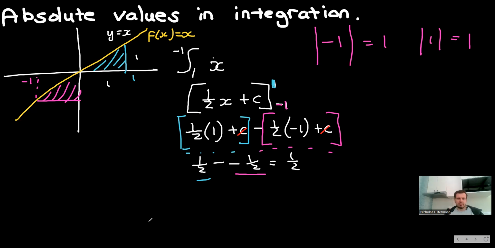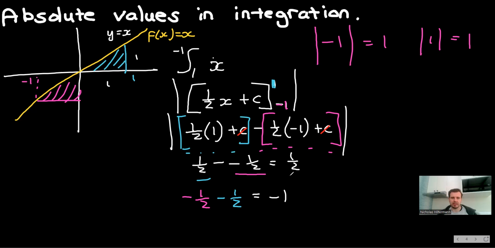Okay, if I went the other way around, I'd end up with minus a half minus a half, which is minus 1. But the area is not minus 1. It is 1. So to save myself from making a mistake, in other words, if I had accidentally put in minus 1 first, I can just solve all my issues by simply putting an absolute value here and then an absolute value here. So regardless of if I get positive or negative, I still end up with a positive.